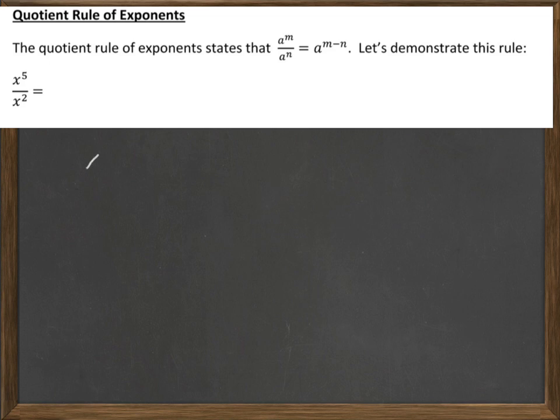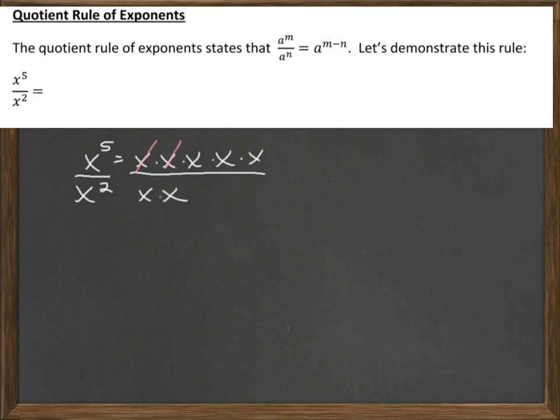So remember that I can rewrite x to the fifth as x times x times x times x times x. And I can rewrite x squared as x times x. So now, you might notice that I can cancel out two sets of x's. So what is left over in the numerator? Well, what's left over is x times x times x, or x to the third power.